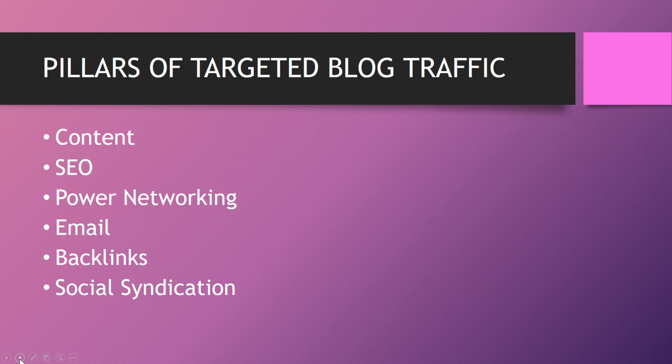So when we look at targeted blog traffic, we have several pillars. We have content, SEO, power networking, email, backlinks, and social syndication. Now, if you didn't see part 1, we talked about content. I highly recommend, if you haven't seen that yet, click on the pause button right now and then go and watch the content section first, because this is really going to help you with today's session with SEO.